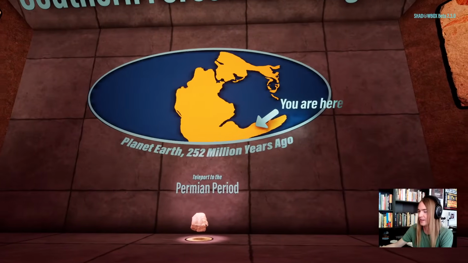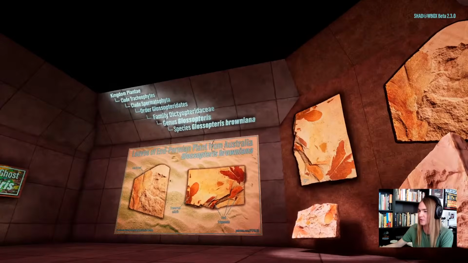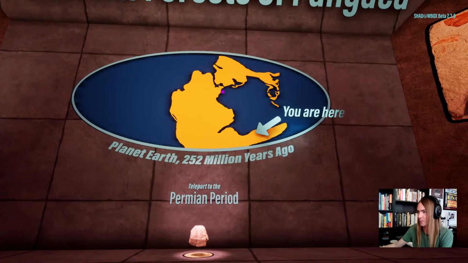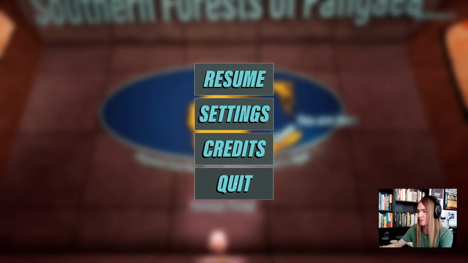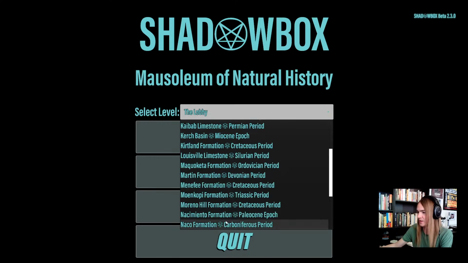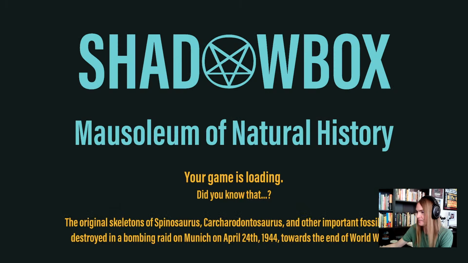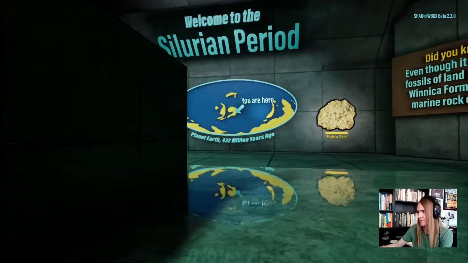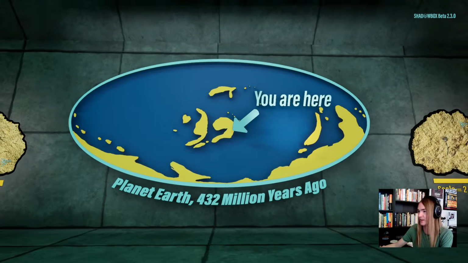And just for fun, again, here's a map. We've jumped into the future, into the Permian. Here's Pangaea, and this is where Glossopteris is in Australia 252 million years ago. We quit to the menu and go back to the Winnica. Travel backwards about well over 150 million years. Planet's looking more like this.